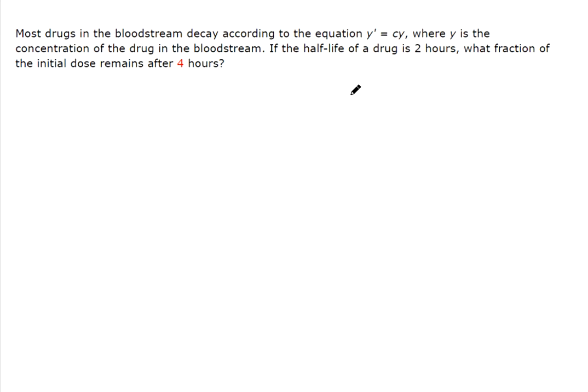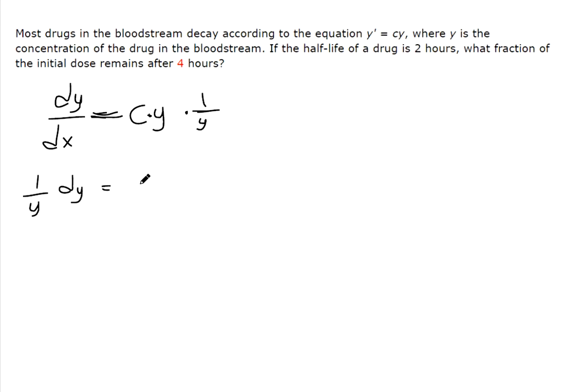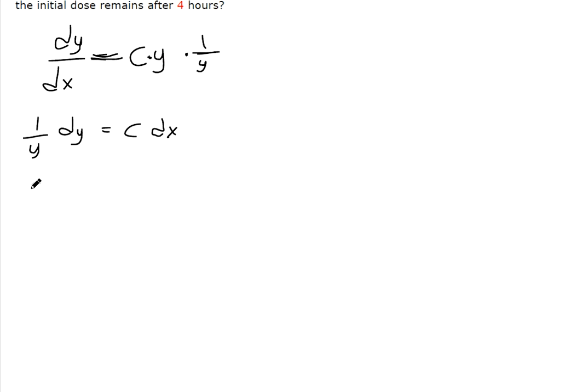Drugs in the bloodstream decay according to this equation. So this is a separable differential equation. Let's divide y from both sides, or in other words, multiply by 1 over y, whichever one's easiest. So this is 1 over y dy equals c dx, and we can evaluate the indefinite integral of both sides.